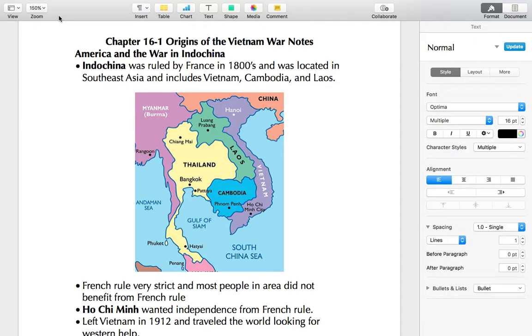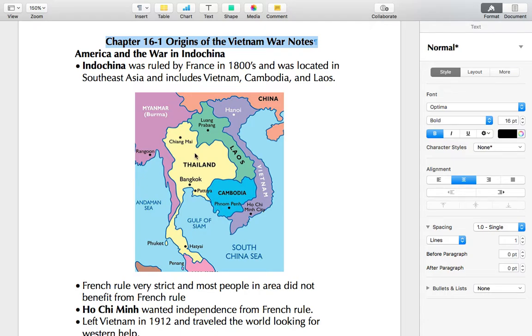As you can see from the title, Section 1 deals with the origins of the Vietnam War. So before we get into any actual fighting by the United States, we have to look at basically how we got to that point, and that's what this section deals with.